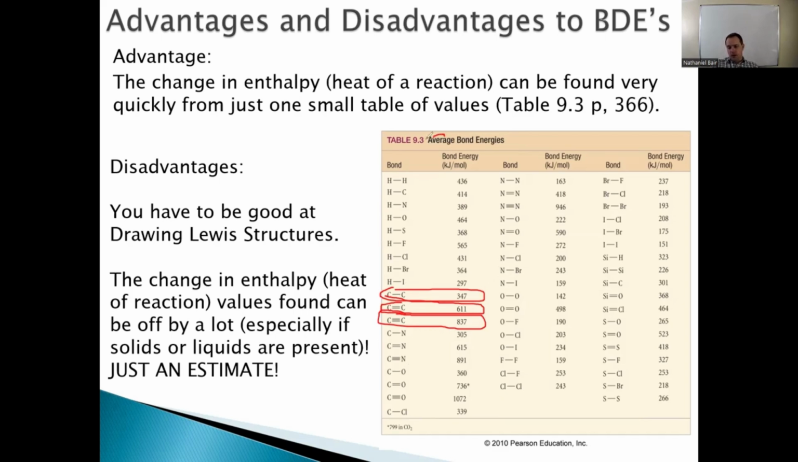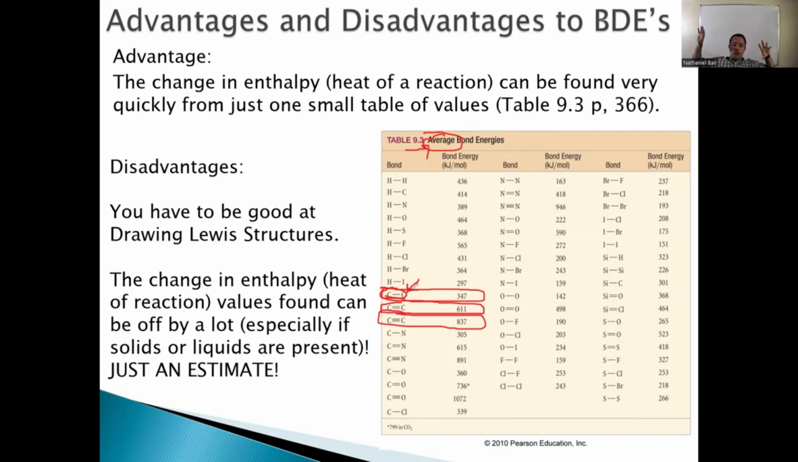Here's the thing, though. The big downside to this method is this word average. This acts like all C to C single bonds are created equal, and they're not. What this table does is essentially it's saying the rest of the molecule doesn't matter. It's just a C to C bond, and that's not true. We know that the rest of the molecule does, in fact, influence the bonds inside the molecule.